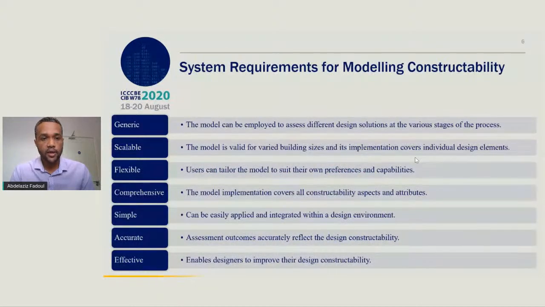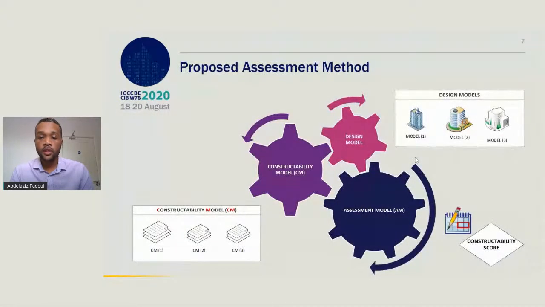In order to measure constructability in its multi-dimension aspects, we identified the framework or the tool should be generic, scalable, flexible, comprehensive, simple to use, accurate in its results, and effective in delivering results that would enable the improvement of the design. The framework itself comprises three main components: the design model, which we want to assess, the constructability model, where we represent our construction knowledge and experience and limitation, and the assessment model, which maps the knowledge onto the design features to inform the decision making.